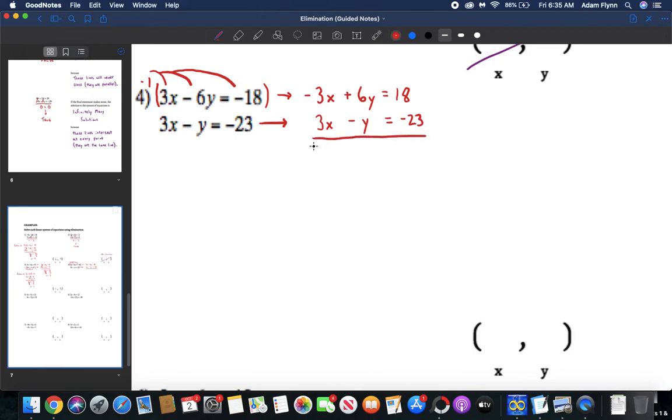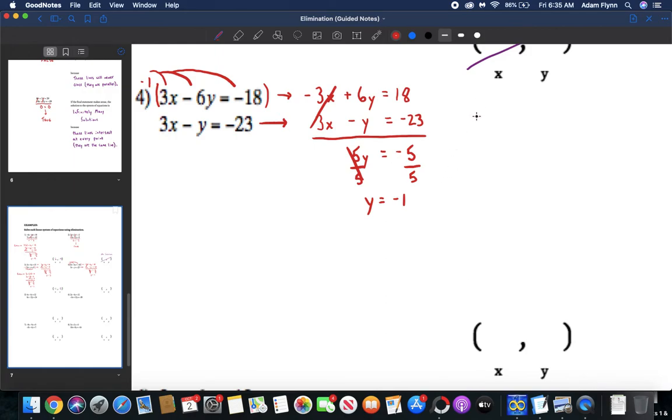I'm prepared to eliminate now, so negative 3x plus 3x will eliminate. 6y minus y is going to be a positive 5y. And 18 minus 23 is going to be negative 5. Divide both sides by 5. 5's cancel on the left, so I'm left with y equals negative 5 divided by 5, which is going to be negative 1. So now I can pick the top or bottom equation, I can plug negative 1 in for y, and solve for my x. Okay, so let's try the top equation this time.